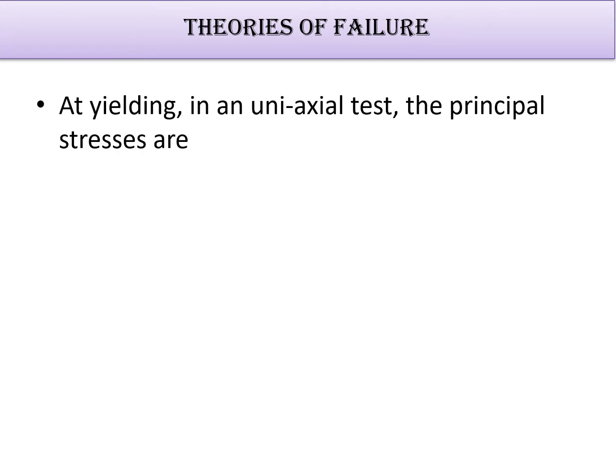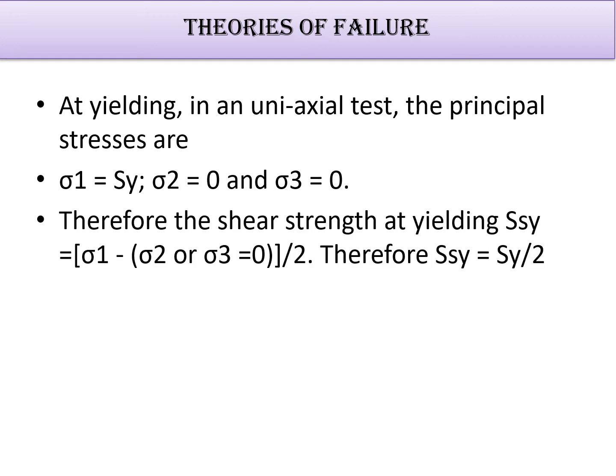Let's see some important features about this theory. At yielding in a uniaxial test, what are the principal stresses? Sigma 1 is equal to the yield stress, and sigma 2, which we have not considered here, is 0. Sigma 3 is also 0. So what will we get for the shear stress? Sigma 1 minus sigma 2, or sigma 3 also, and the value for this is 0. So sigma 1 minus 0 is sigma 1, the whole thing divided by 2, that means sigma 1 by 2. Therefore it is written here that the shear stress at yielding equals Sy by 2.